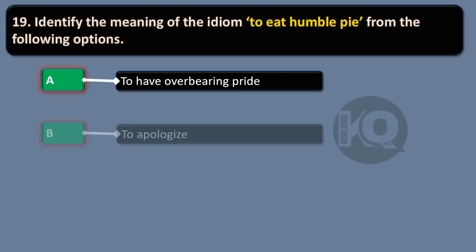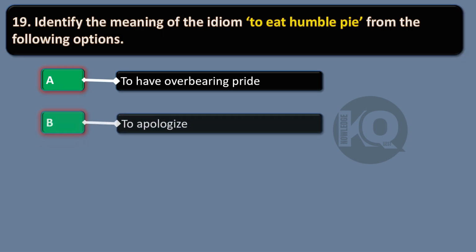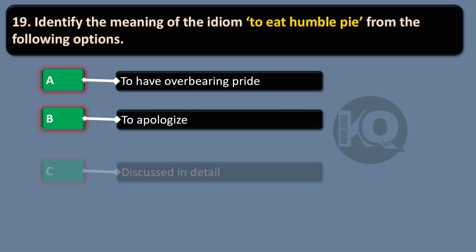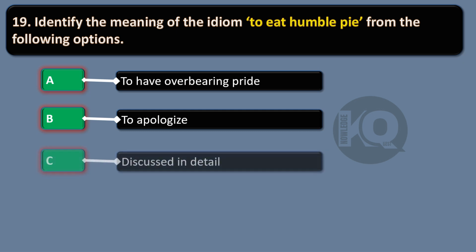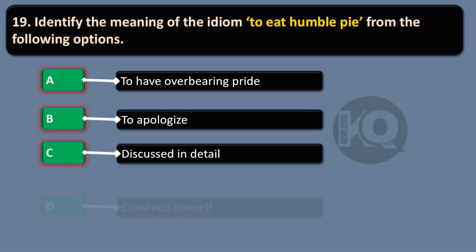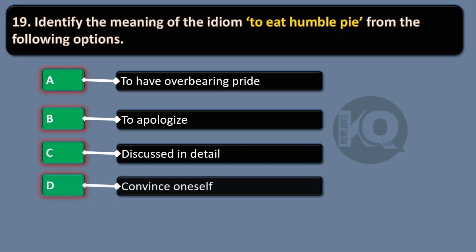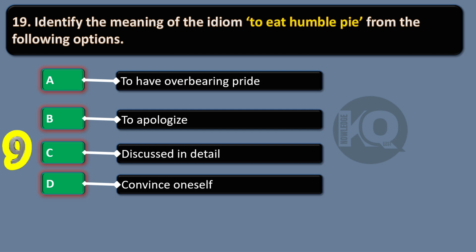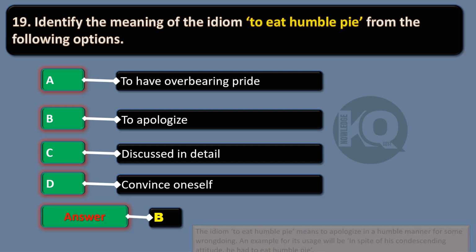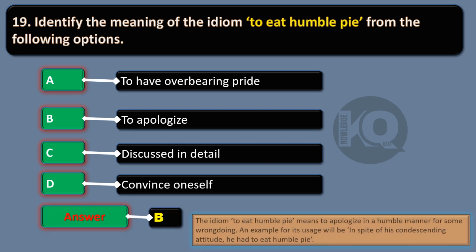Number 19. Identify the meaning of the idiom to eat humble pie from the following options. To have our being pride, to apologize, discuss it in detail, convince oneself. The meaning of the given idiom is to apologize.